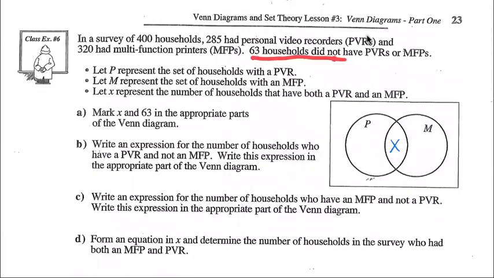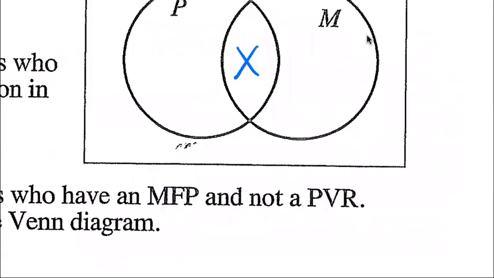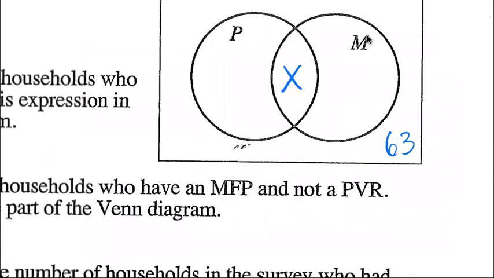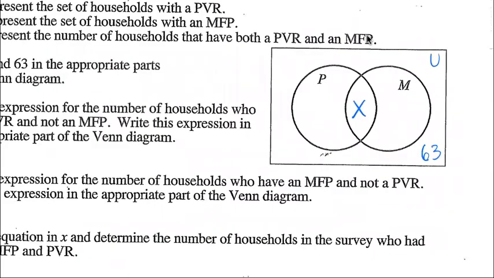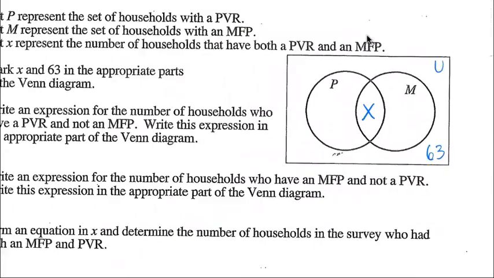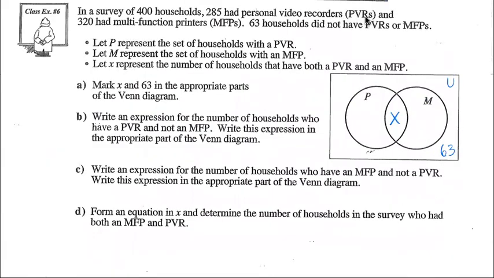63 have neither a PVR or an MFP. So 63 is going to go up here as part of the universal set. You could put a U up here if you wanted to. And then question B.